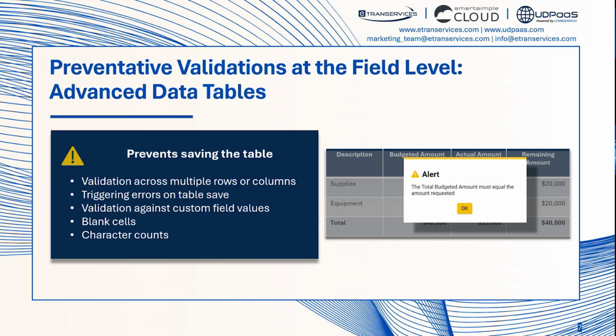For advanced data tables, validations can occur in two ways. They can either occur when the application is submitted or inside the table itself. When table validations are used, individual cells can check different criteria. So they might include character limits within a cell, comparisons to other data or other cells within the same table, checks against custom fields elsewhere in the application, or even specific formatting rules within that cell.